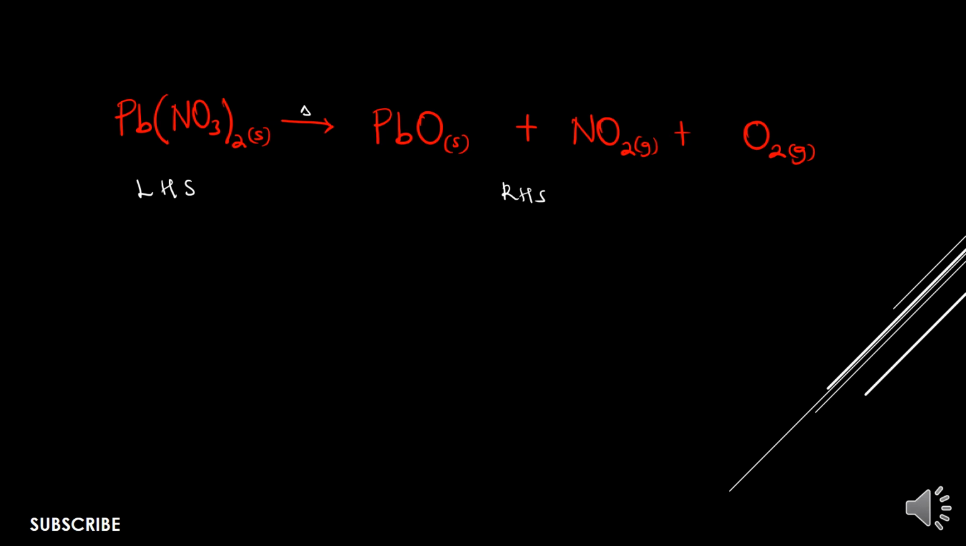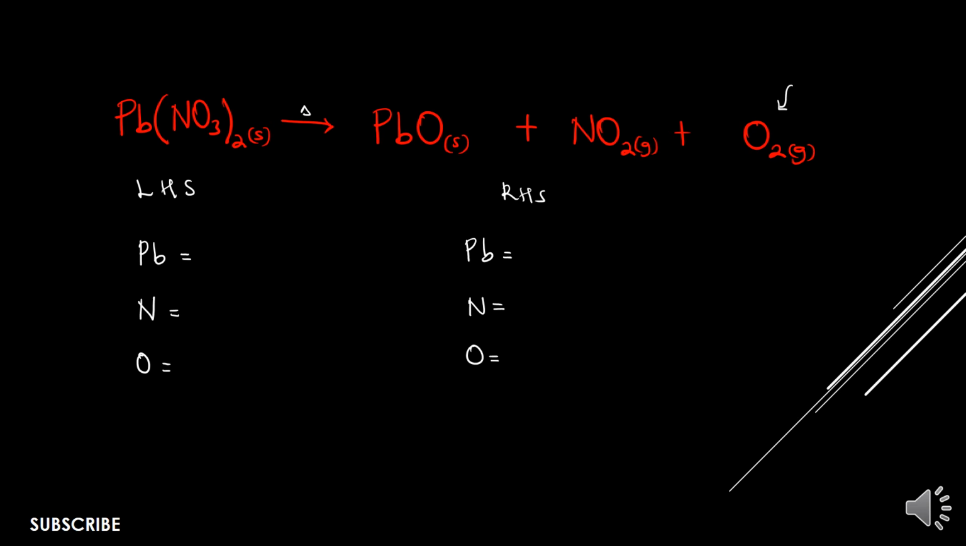So the elements we have are lead, nitrogen and oxygen. We have to ensure that the atoms of all these elements are equal on the left hand side and the right hand side, because we can't destroy atoms, we can't create more, so they have to be equal. So still my trick will be to balance oxygen last.